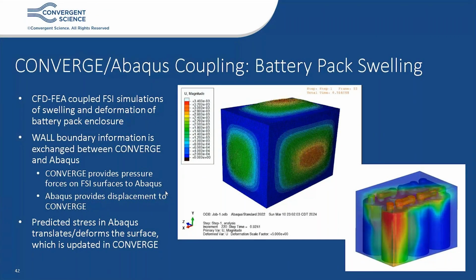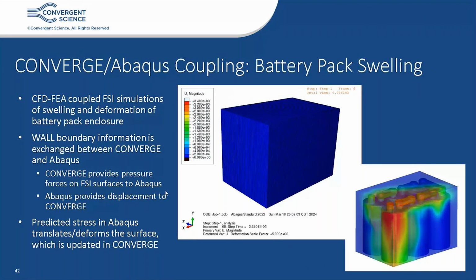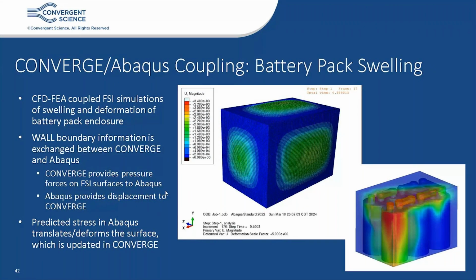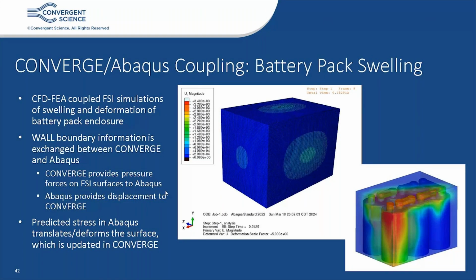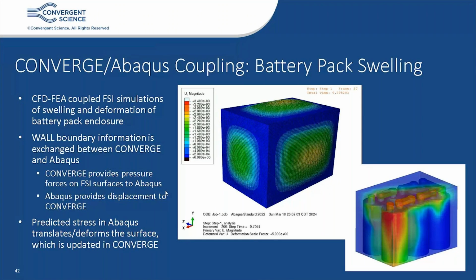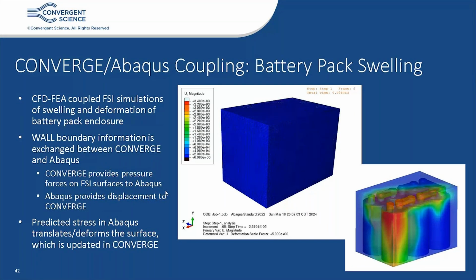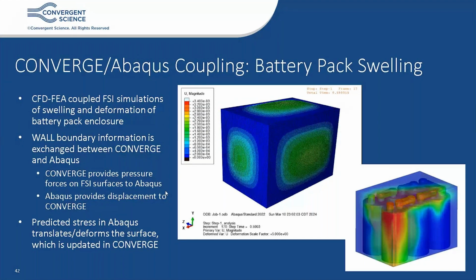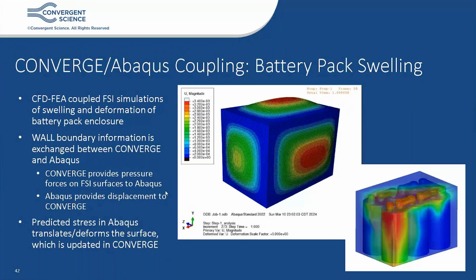Finally, venting behavior inside closed battery packs can not only change the flow behavior inside the battery, but also the structural behavior of your enclosing battery pack frame. Such detailed deformation FSI simulations can be conducted by coupling CONVERGE CFD solutions with Abaqus FEA simulations. You can model the swelling and deformation of battery pack enclosures. You can also model the deformation and swelling of individual battery cans.